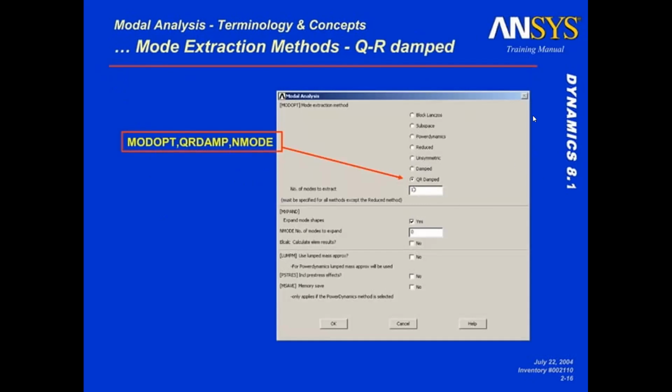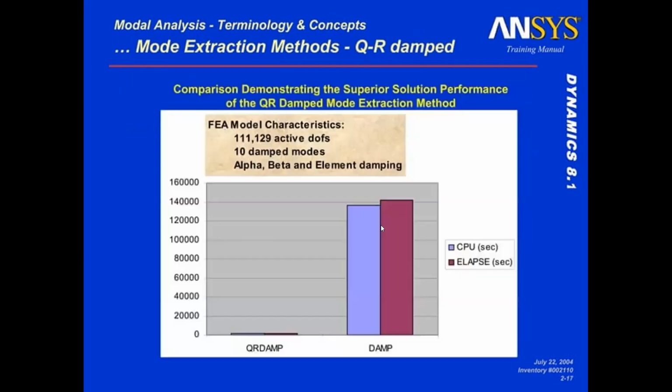Here the display shows the damped and QR damped modes. When we click here, we can access that mode. Here is the comparison of superposition performance and QR damped mode extraction. You can see the damped CPU time is in blue color and the elapsed time in seconds is in dark color.